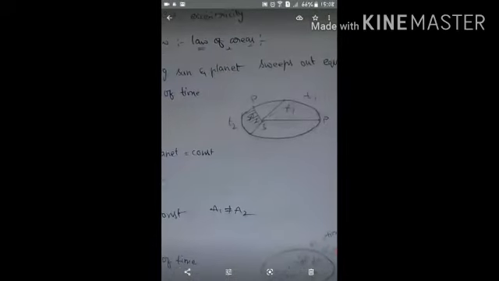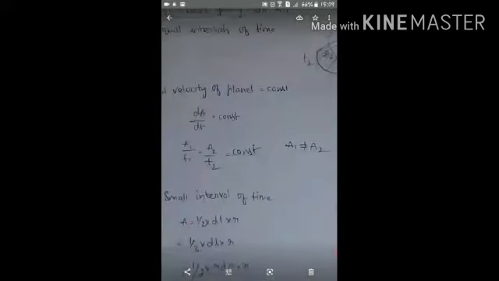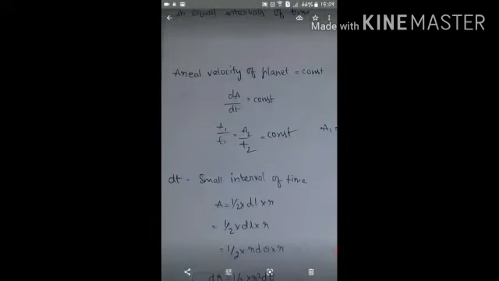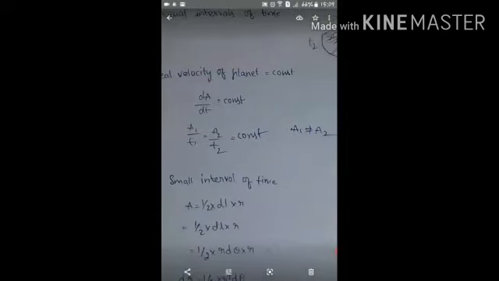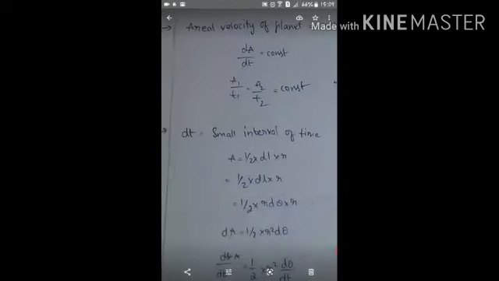dA by dt is shown here in this diagram. The area A1 is covered in t1 seconds and area A2 is covered in t2 seconds by a planet. Here we can write A1 by t1 is equal to A2 by t2 is equal to constant. Here A1 is not equal to A2; only A1 by t1 is equal to A2 by t2. dt is a small interval of time.